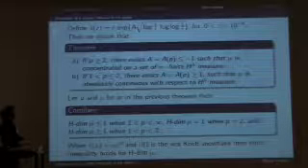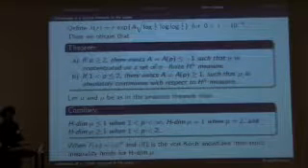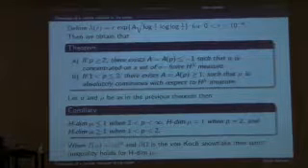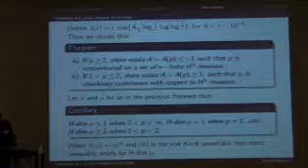And maybe I should say that there is certain f and certain omega for which strict inequality holds here. So, okay. I think I have 4 more minutes.